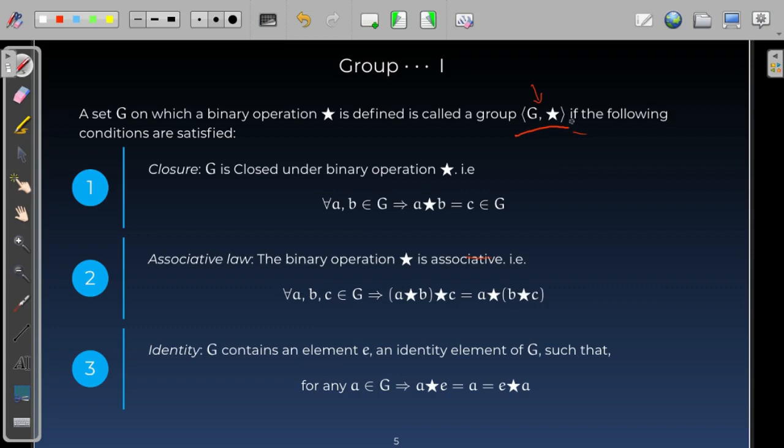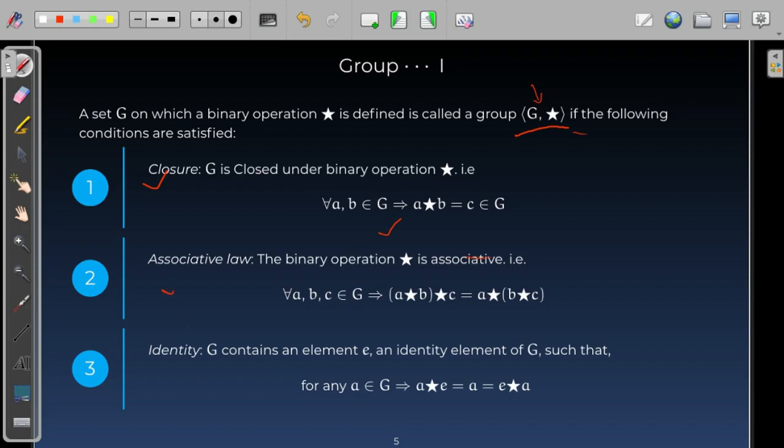This doublet is going to be called a group if it satisfies certain axioms. And the very first axiom that it has to satisfy is closure. What I mean by closure is that if A and B are elements of G, then A star B should also be an element of G. So the result of this operation, if the two elements A and B are in G, is also going to be in G.